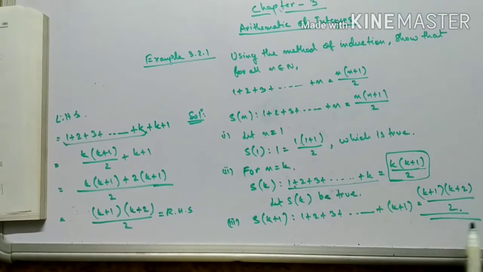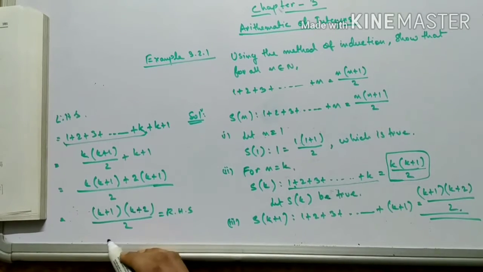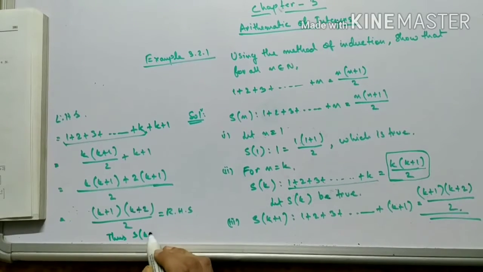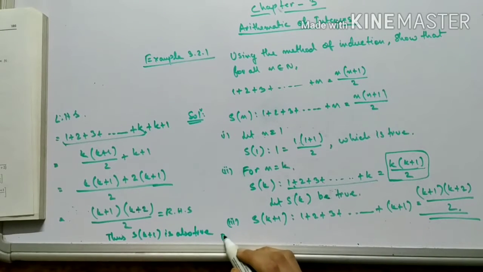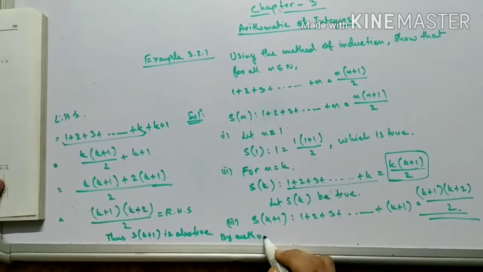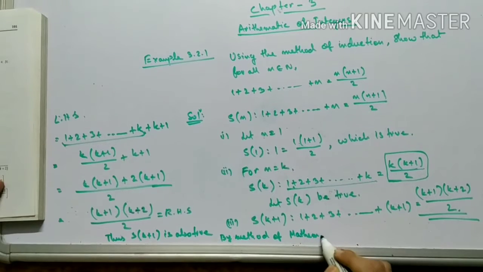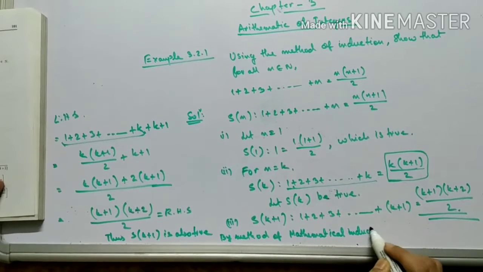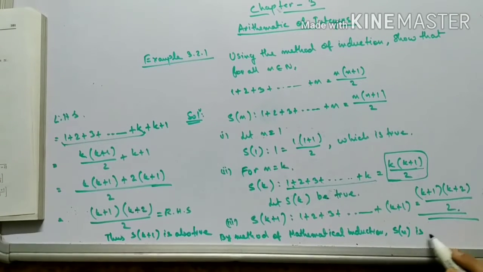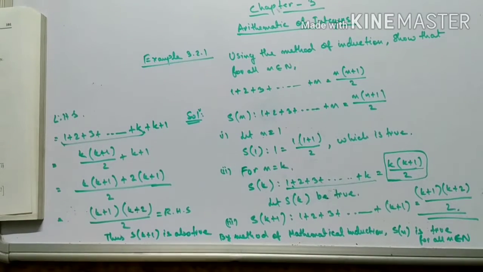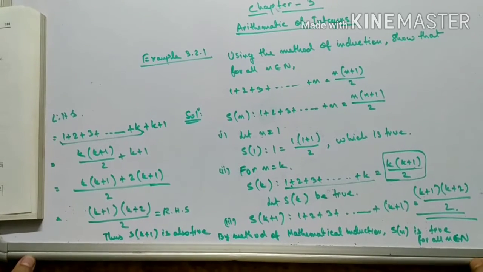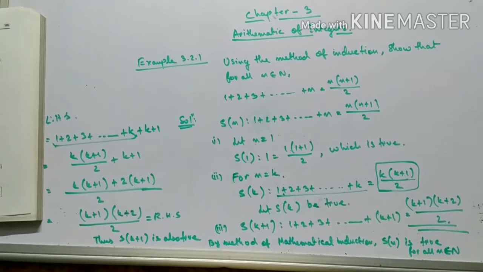That means I showed that the following statement is true when n value is k plus 1. Understand? So therefore, the last line I can write in here, after I have solved it. Thus Sk plus 1 is also true. Therefore, you can write this from the book, by method of mathematical induction, Sn is true for all n belongs to N. Understand? So this is the method of mathematical induction.